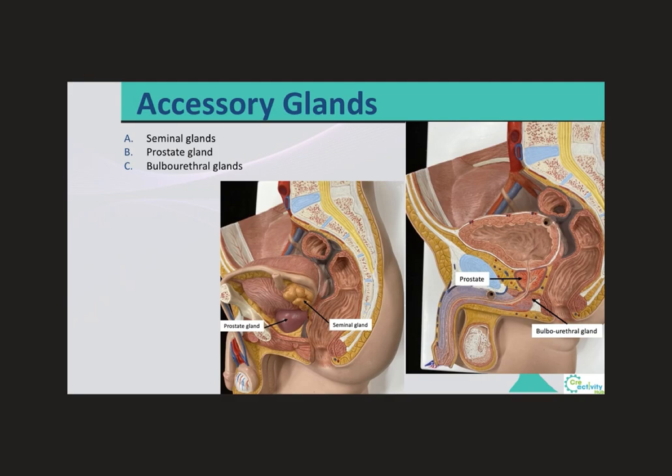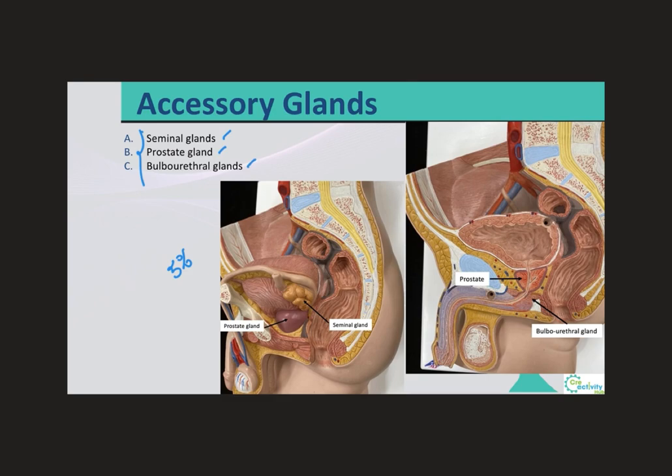However, the fluids contributed by the seminiferous tubules and the epididymis account for only 5% of the final volume of the semen, which is the final fluid that is released during ejaculation. Now, this fluid can also be called seminal fluid, which is made up of a mixture of the secretions from many different glands, each with a distinctive biochemical characteristic. These glands include the seminal glands, the prostate gland, and the bulbourethral glands.